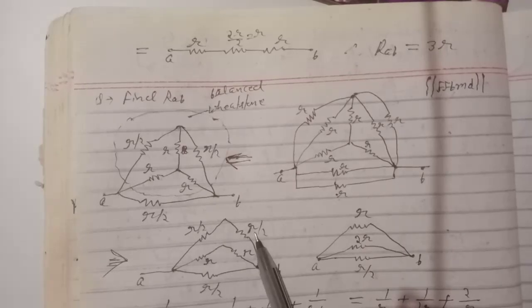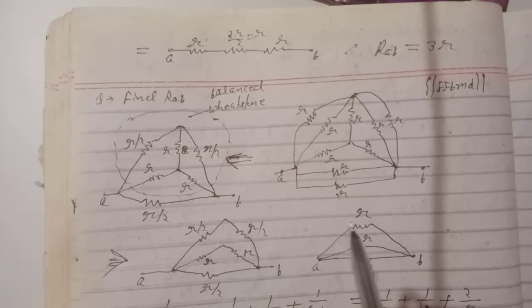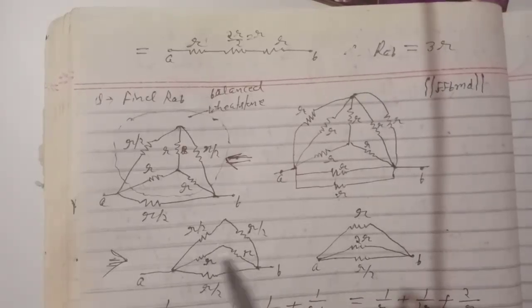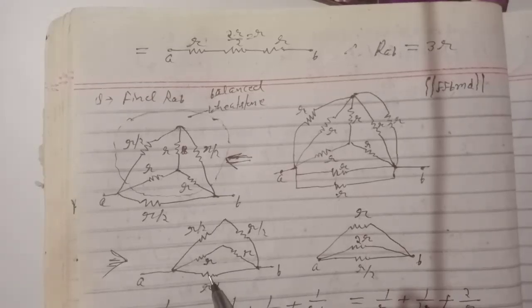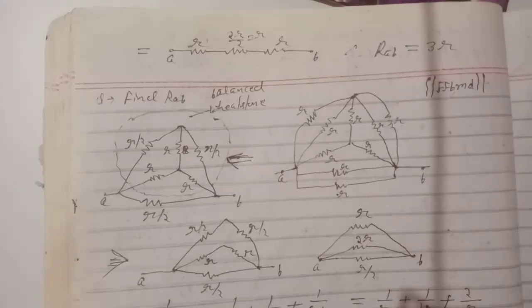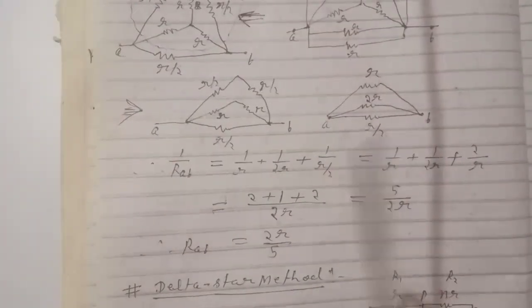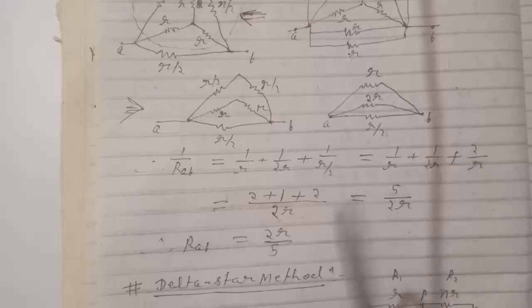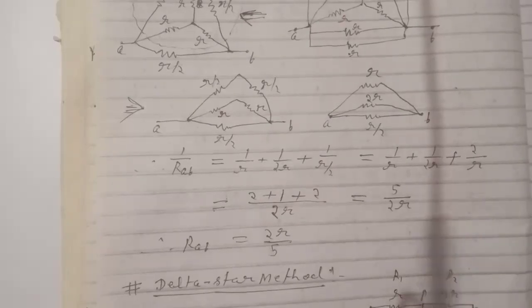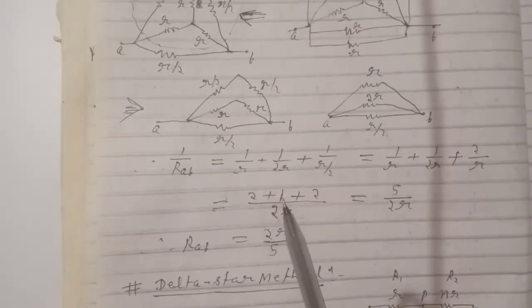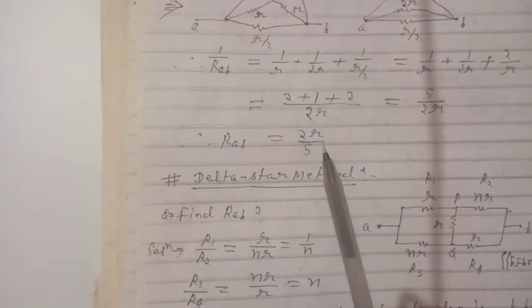Now this is in series, so add up. Again this is in series and these 3 will be in parallel. So R by 2 plus R by 2 is R, and the equivalent of this is 2R, and this is R by 2. So RAB will be, again, 1 by RAB equals 1 by R plus 1 by 2R plus 1 by R by 2. Solving, 2R equals 2 plus 1 plus 2 equals 5 by 2R, hence RAB equals 2R by 5. Answer.